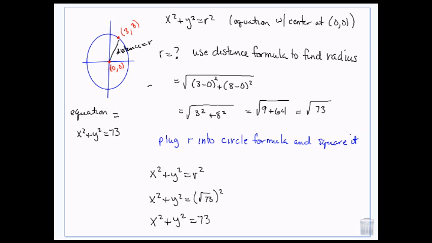So you can skip this step right here. You don't have to write that out. You can just go straight from this to that, because you know if you square the square root, it goes away. So you just take the number that's under here and write it down. Does that make sense?